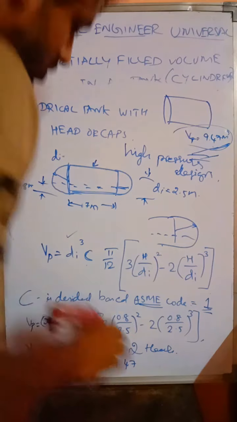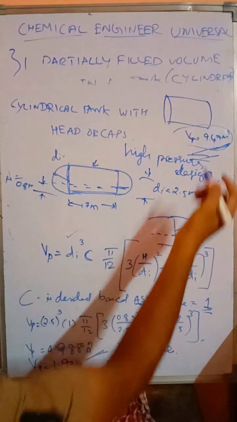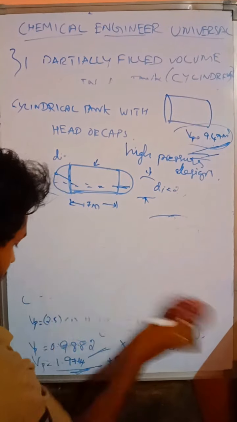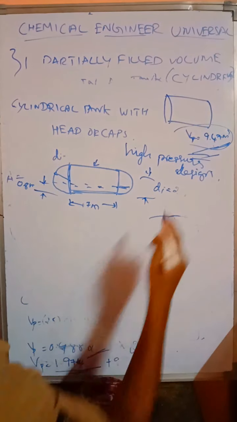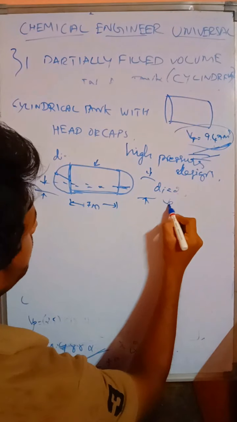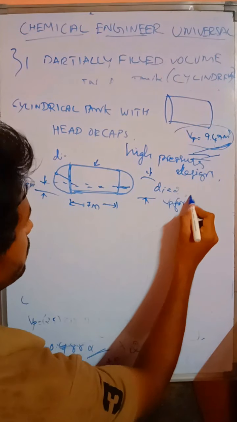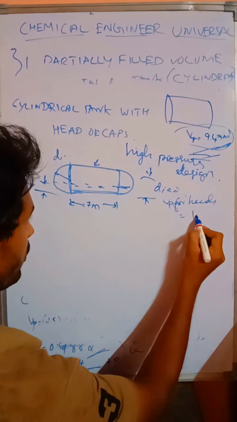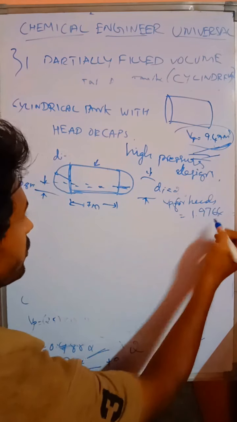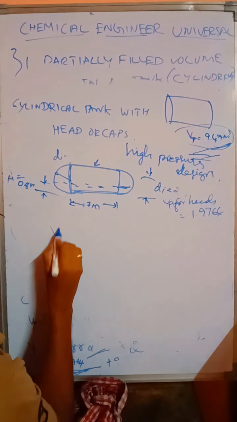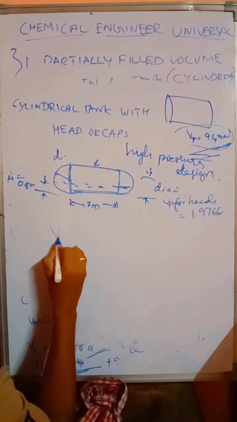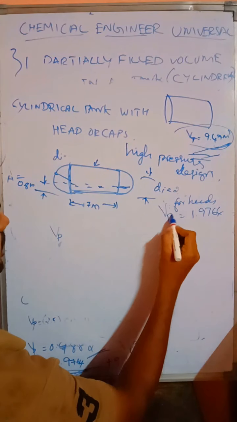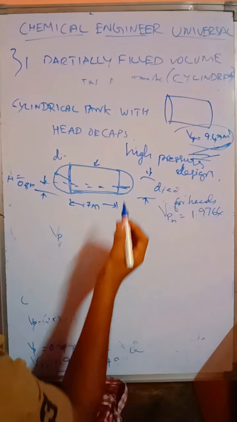So just for understanding, take this partially filled volume, Vp, equal to that for the heads. Okay, this is only for heads. So this will be 1.9764, right? So what is that partially filled total volume? We just denote this one as Vp H, and that was T.